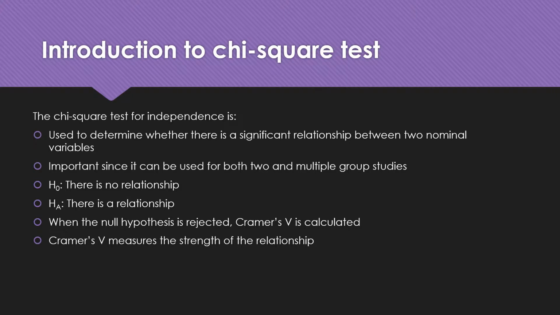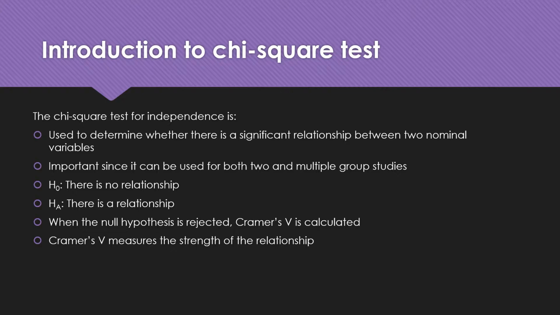So the chi-square test for independence is used basically to determine if there is a significant relationship between nominal variables. It can be used for both two and multiple group studies, and that's what makes it very important in statistics. Usually while carrying out the test, our null hypothesis, of course, states that there is no relationship between the two variables we're testing, and our alternative hypothesis states that there is a relationship between the variables being tested.